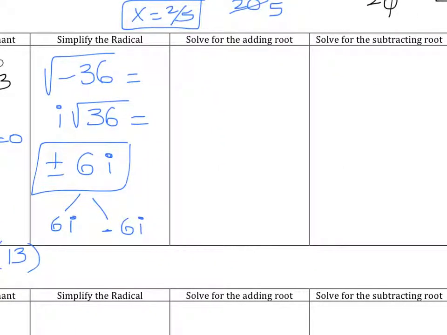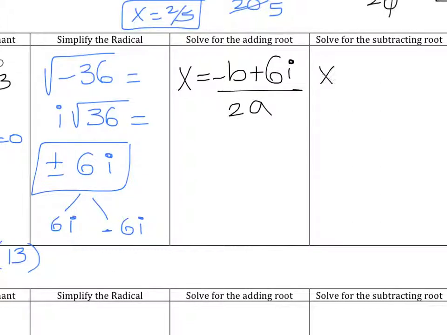So in my adding root, I'm going to put x equals negative b plus whatever I got, which is the 6i, over 2a. And the subtracting root, I'm going to have negative b minus 6i over 2a.